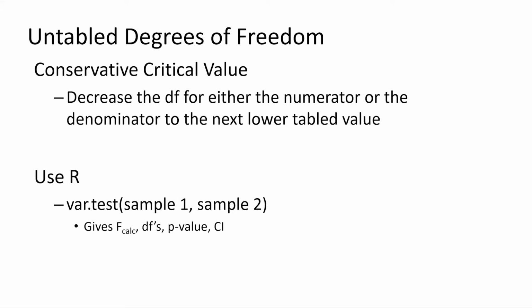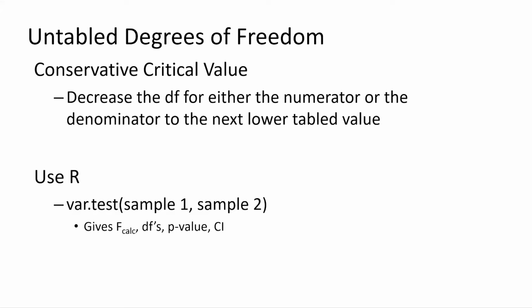There are a lot of untabled degrees of freedom on this table, as you'll notice. So we go from 3 for the denominator all the way up to about 40. No, I guess around 20. Past 20, we start skipping values in increasing increments.